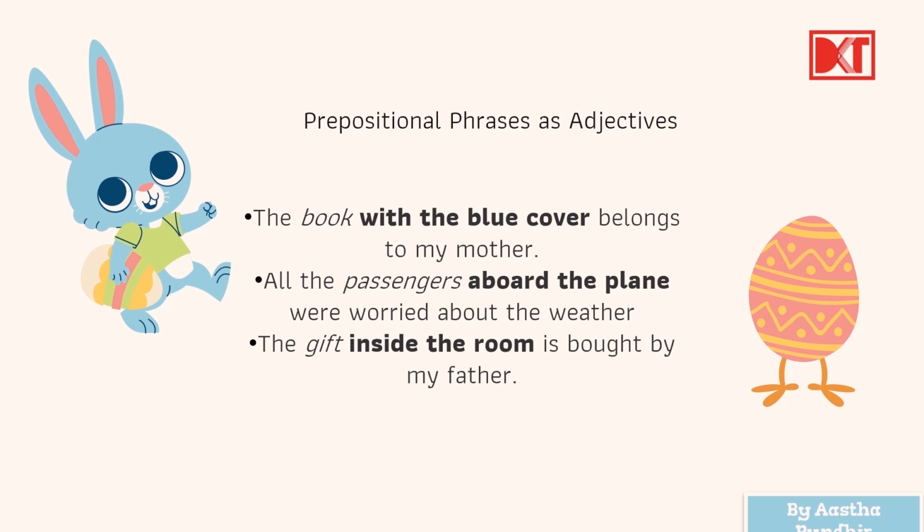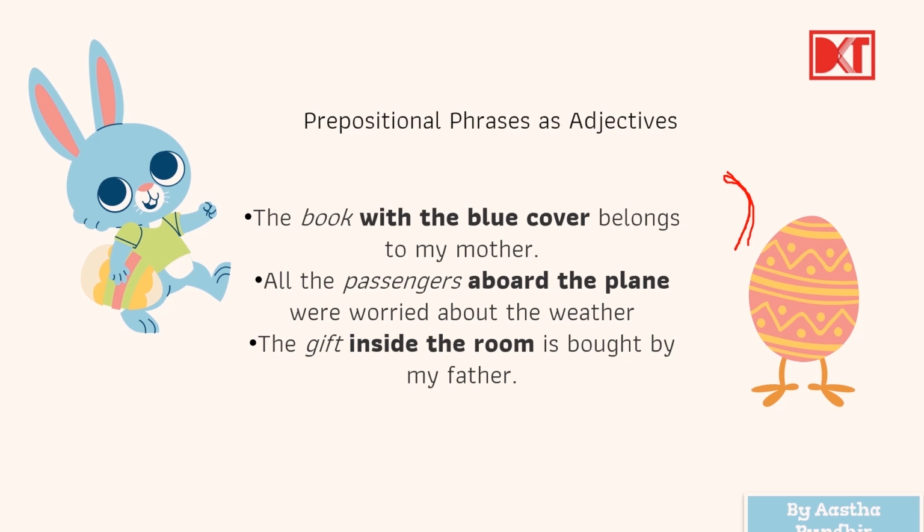Alright, here we have prepositional phrases as adjectives, which means when do these prepositional phrases do the job of an adjective? Now, what is the job of an adjective? To describe something, talk about their smell or taste or just the description. So let's see here. The book with the blue cover belongs to my mother. Here the preposition is with, and then we have the blue cover. So the blue cover is the object over here, and the phrase with the blue cover is doing what? This is doing the job of an adjective by describing what? By describing the book. Alright.